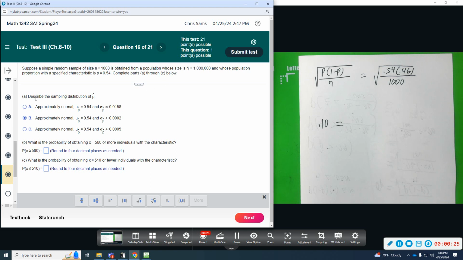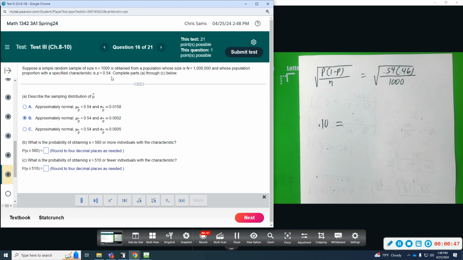It says, does the sampling describe the sampling distribution of p hat? So all of them say approximately normal. So that means the random sample and the size have been confirmed. So the mean of the sample is going to be the same as the mean of the population, so 0.54.